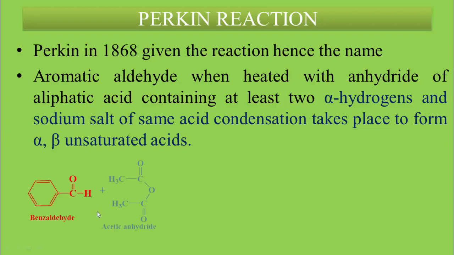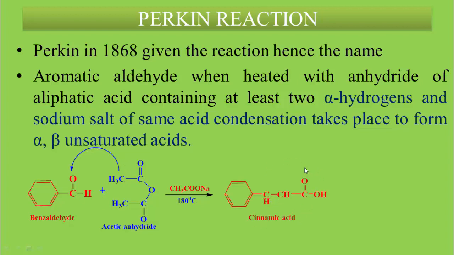Consider benzaldehyde. When this benzaldehyde is heated with acetic anhydride, this acetic anhydride contains 2 alpha hydrogen atoms, one on this carbon atom and another on this carbon atom. When heated in the presence of the sodium salt of the same acid, that is sodium acetate, at 180 degrees Celsius, this carbon attacks the carbon atom of the carbonyl group, and we get cinnamic acid, the alpha beta unsaturated acid, along with the elimination of acetic acid.